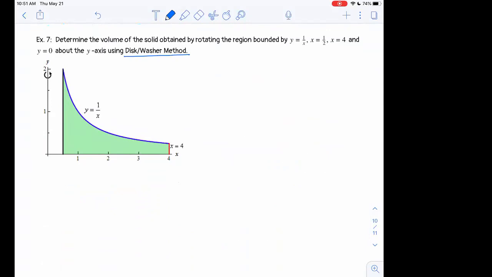Draw your diagram. Make sure you clearly communicate with me in the diagram that you're using the disk and washer method by the way that you draw your lines. And then see if you can set up an integral that represents this curve.